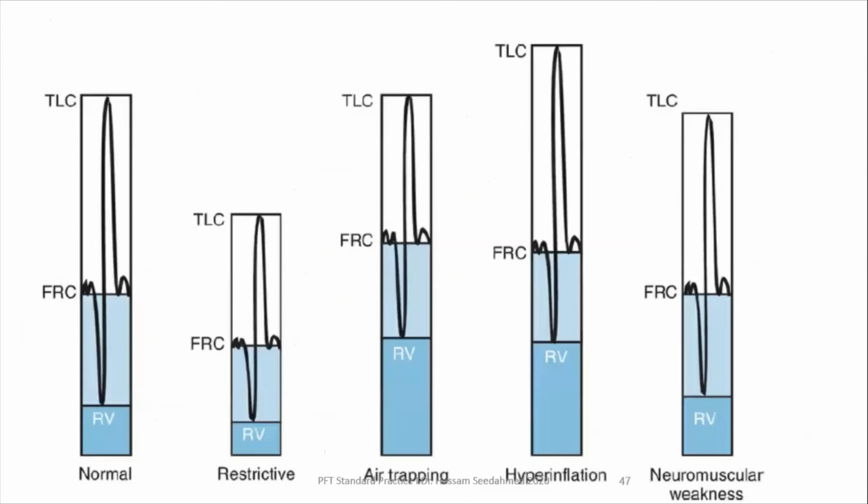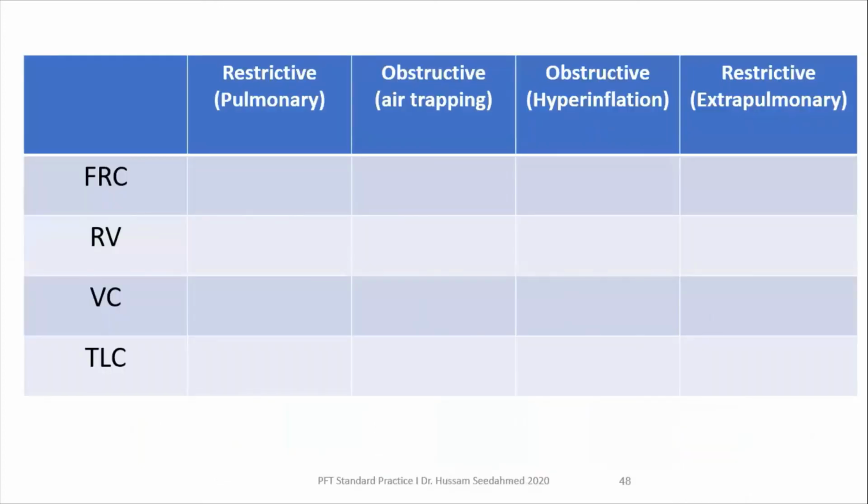This is what I've been talking about: what is the difference between restrictive, air trapping, hyperinflation, and neuromuscular weakness as an example of extrapulmonary restriction. So let's just look at this table and fill it. It will also summarize what I've been saying.